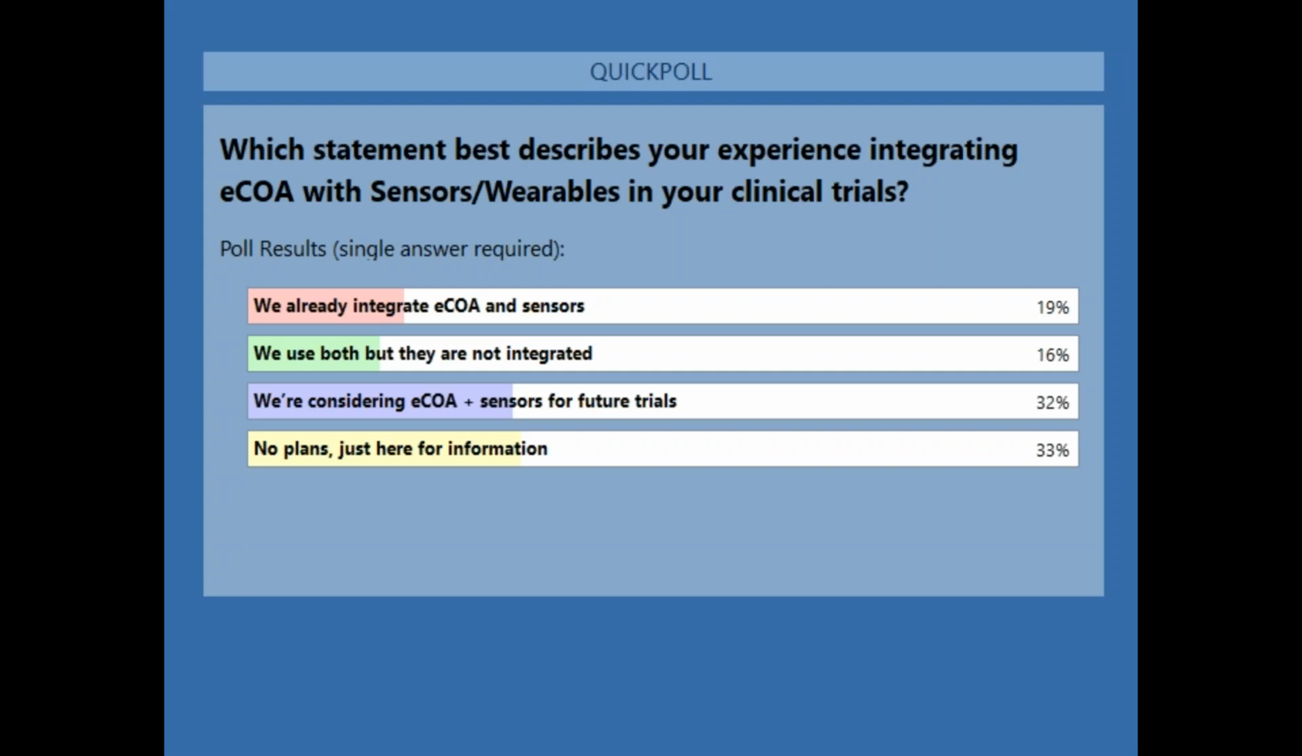Actually quite high, nearly 20% already integrating eCOA with sensor data, so that's really interesting. And quite a lot of people either considering doing this or just seeking information. So that's great, and that gives us a good picture for the folks that are online. So thanks for answering that. All right, let's put away the poll and we can start the presentation.